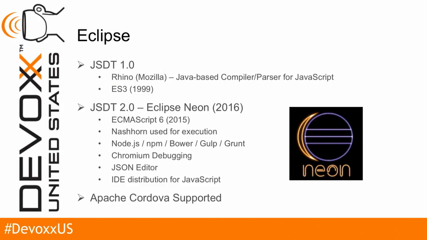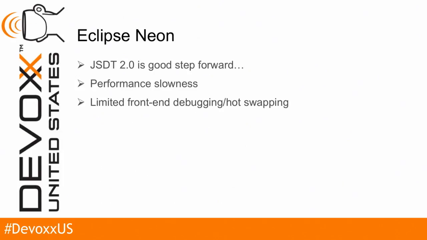It has support for Node.js, NPM, Bower, Gulp, Grunt, and Chromium debugging. They introduced a JSON editor, and also a separate IDE distribution for JavaScript. It also has Apache Cordova support, so you can create Apache Cordova projects. Now it's a good step. JSDT 2.0, which is the JavaScript tooling project of Eclipse, is a good step forward, but there's still some performance slowness with it, which they're talking about working on in the Eclipse presentations.